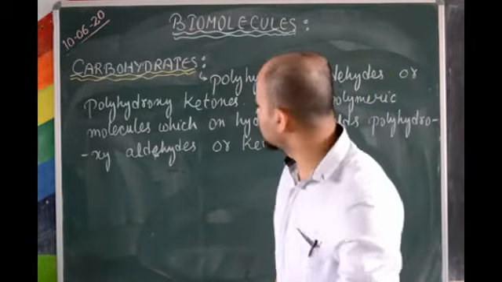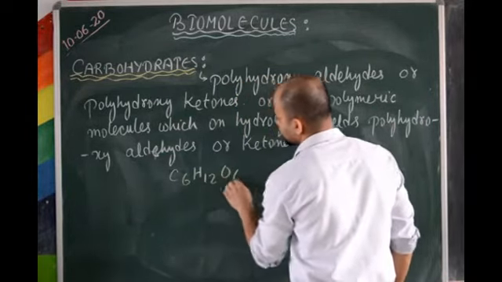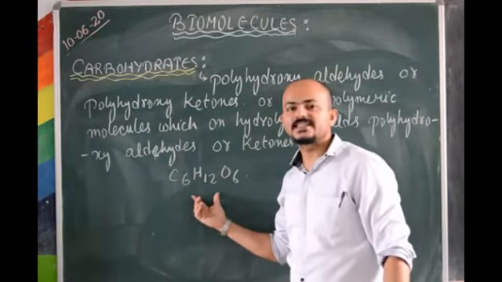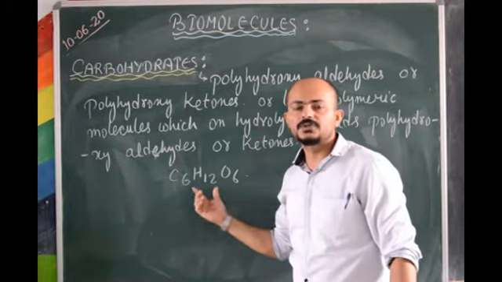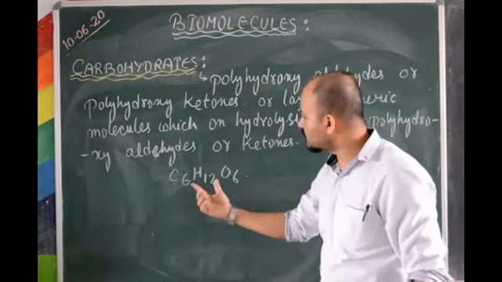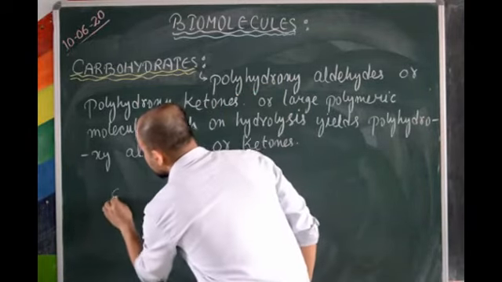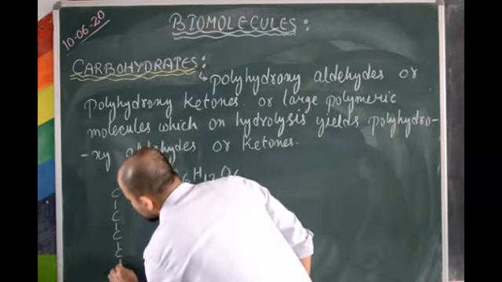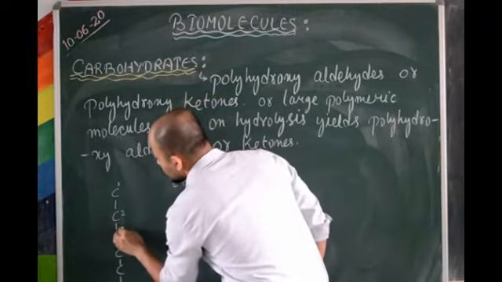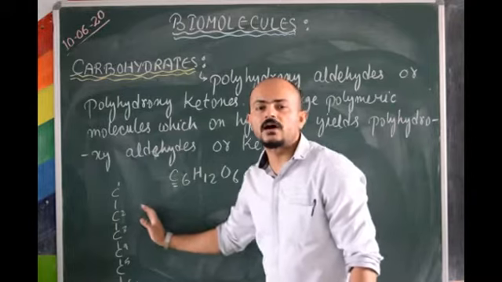For example, let's take glucose. The formula for glucose is C6H12O6. This is one of the carbohydrates, and it is common to you. With this formula, we can have two different compounds. Let me write the structure for this molecular formula. How many carbons are there? 6. So 1, 2, 3, 4, 5, 6. I have written 6 carbons. Please focus on how I write this structure.